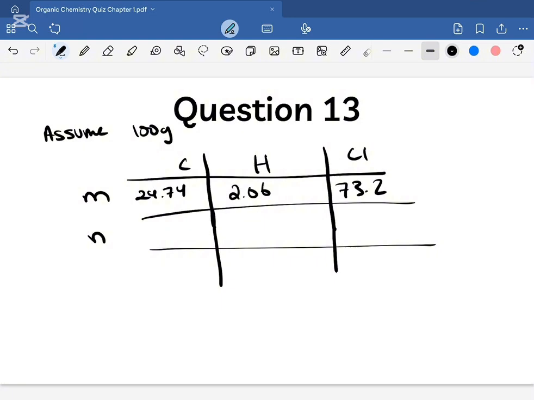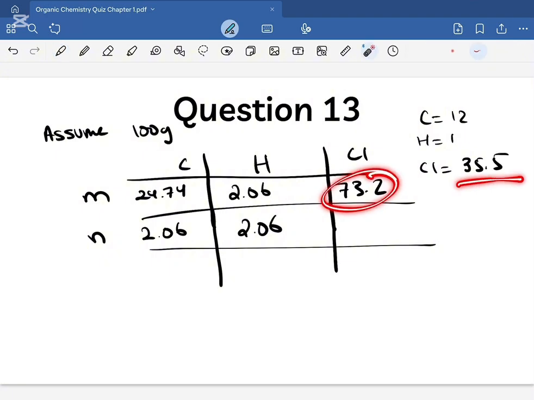And then I'm going to find the number of moles. Now for carbon, it's 12. For H, it's equal to 1. For chlorine, it's equal to 35.5. So I'm going to divide each by its molar mass. So for this one, we're going to get 24.74 divided by 12. This one, we're going to divide by 1, so it's going to be the same. And for this one, we have chlorine, so Cl is equal to 35.5. So if we divide 73.2 by 35.5, we're going to have an answer of 2.06.